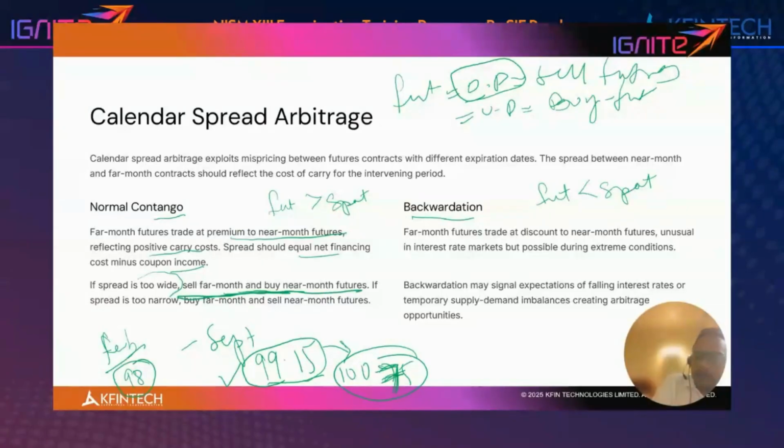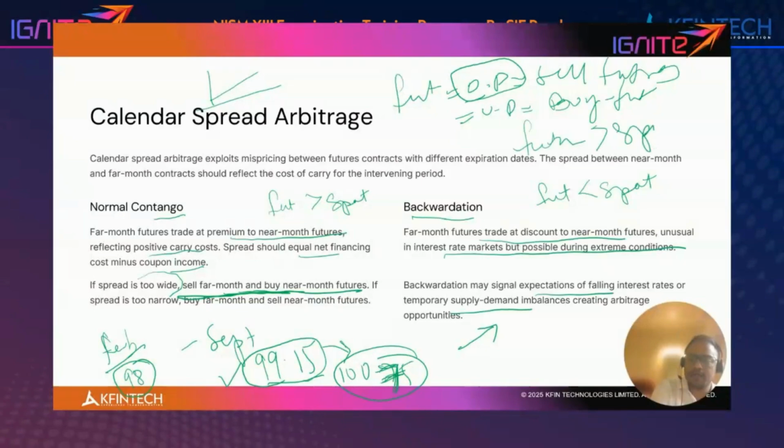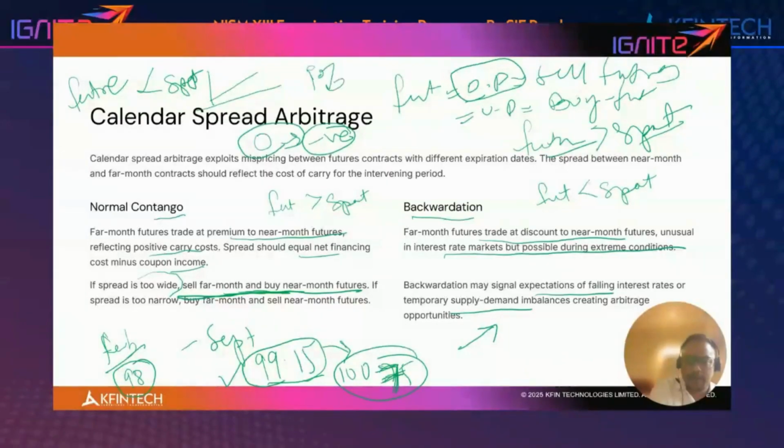The opposite is, if the far month futures are trading at a discount to the near month future, which is unusual in the interest rate market but possible during extreme conditions. Backwardation may signal expectation of falling interest rates or temporary supply demand imbalances. Now, generally, a yield curve is always upward sloping. That means the future should always be greater than spot, because that is the cost of carry. When will the future be less than spot? Only when the interest rates are zero or negative, because compounding at any rate will still create a premium.